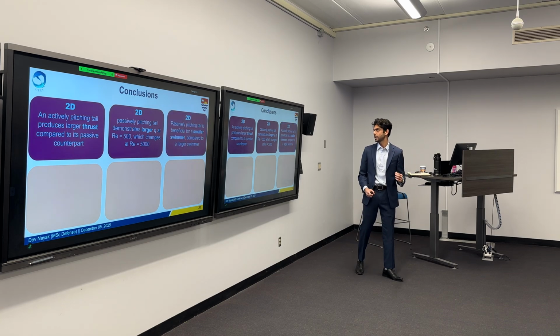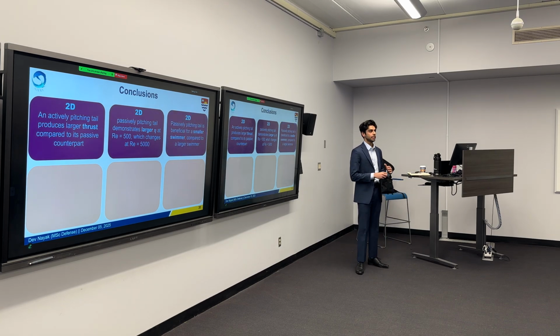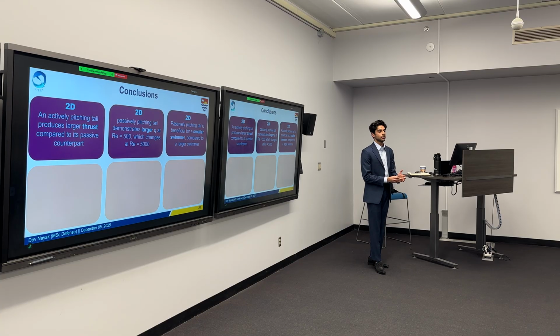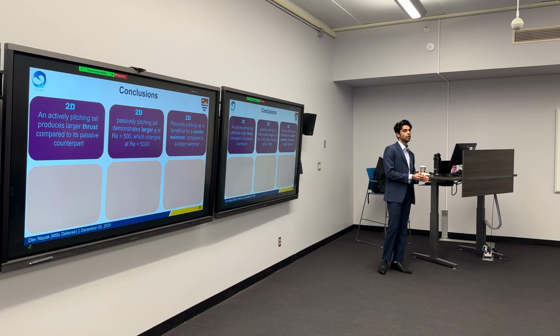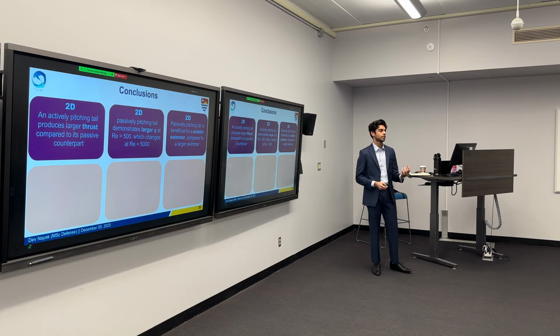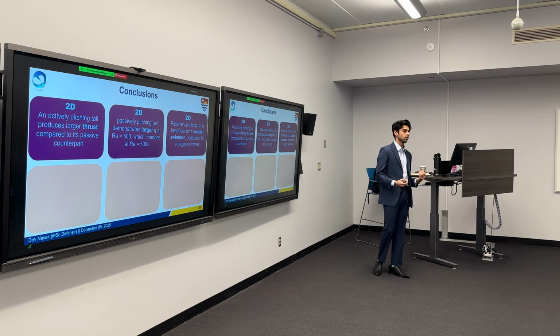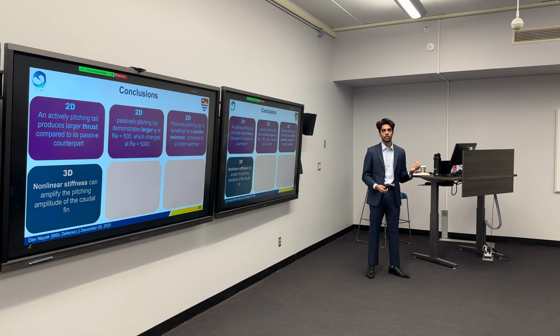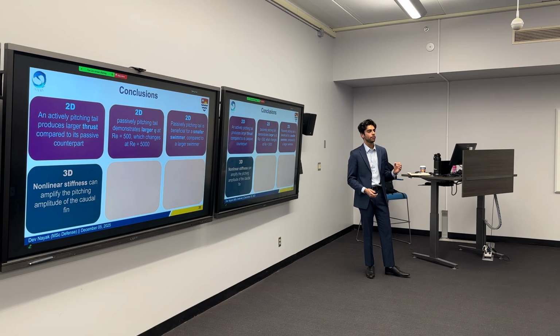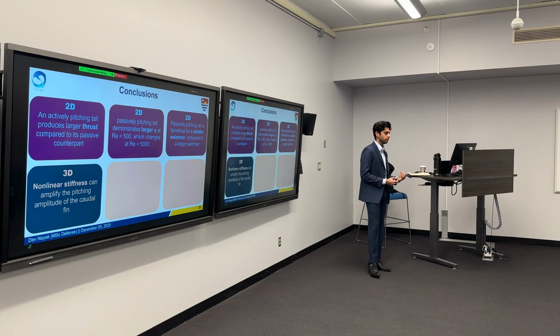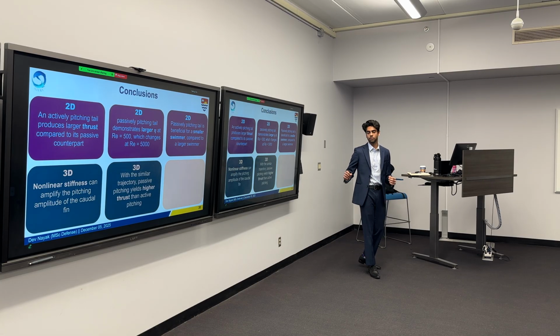And when we compare the kinematics, what we can see from the overall picture is that the smaller swimmer would perform better compared to a bigger swimmer, which reflects from the Reynolds numbers that we have chosen, 500 and 5,000. But when we look at the other side of the spectrum, which is 3D, when we use the nonlinear stiffness, we can use the nonlinearity to amplify the pitching amplitude, and that does help us yield better performance in terms of its thrust production.